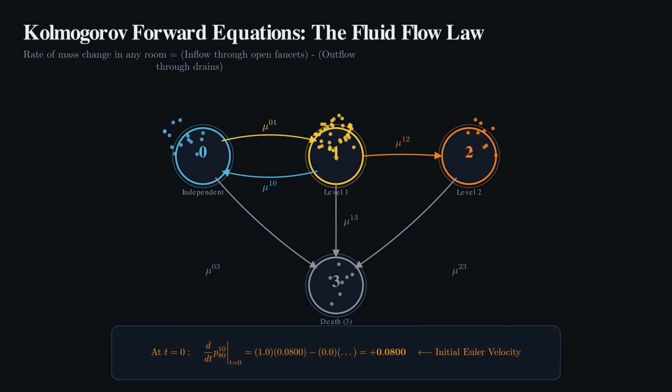At time 0, the rehab probability is 1 and the healthy probability is 0. So the initial velocity is 1 times 0.0800, which is plus 0.0800. That is the first Euler slope.